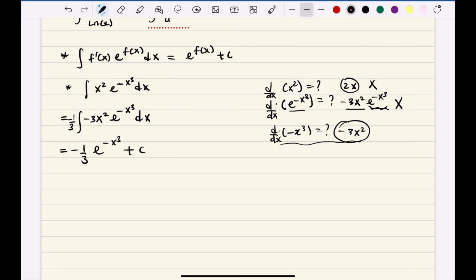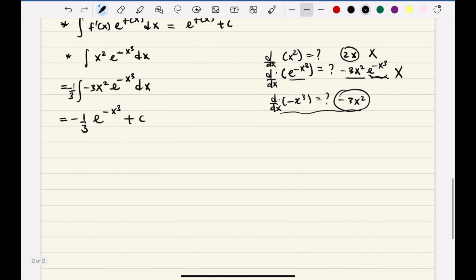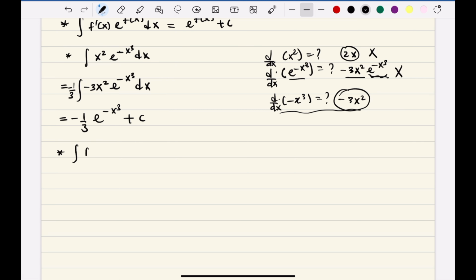If you don't believe me, let's try to use U-substitution for this problem. So let's write the problem again. We have the integral of x squared e raised to power negative x cube dx. Here we let u be negative x cube, and du is going to give us negative 3x squared dx because we are differentiating u with respect to x.